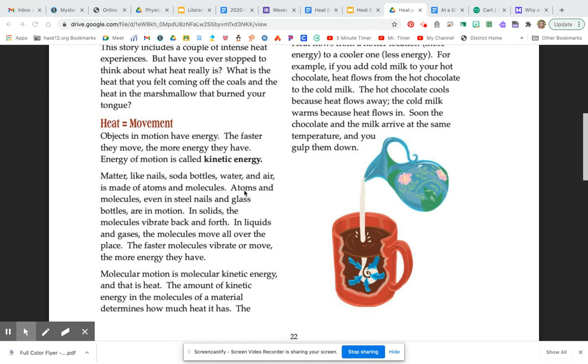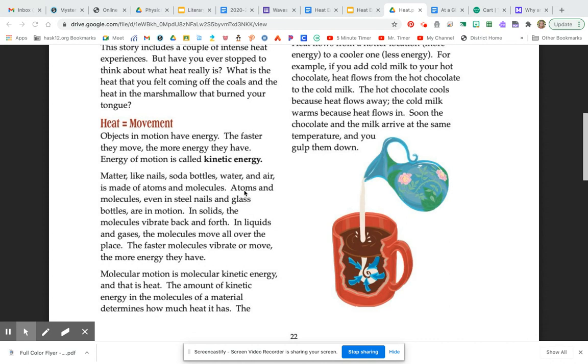Matter, like nails, soda bottles, water, and air, is made of atoms and molecules. The atoms and molecules, even in steel nails and glass bottles, are in motion. In solids, the molecules vibrate back and forth. In liquids and gases, the molecules move all over the place. The faster molecules vibrate or move, the more energy they have. Molecular motion, or molecular kinetic energy, is heat.